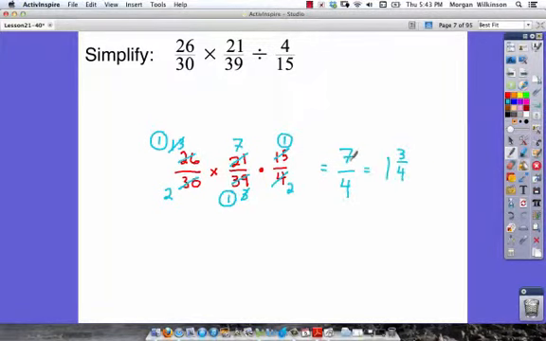You can report your answer as an improper fraction or a mixed number. Both of them will get you full credit. It's a lot easier to simplify before you multiply than to multiply all these big numbers out and then have to divide in the end by those big numbers.